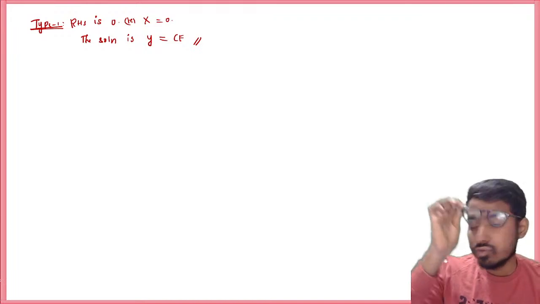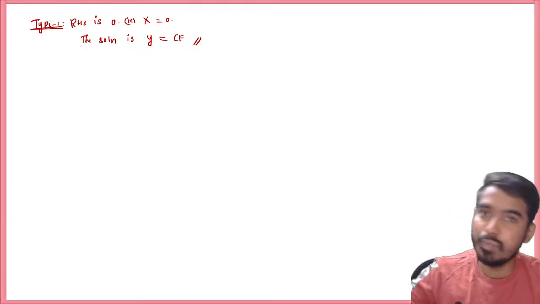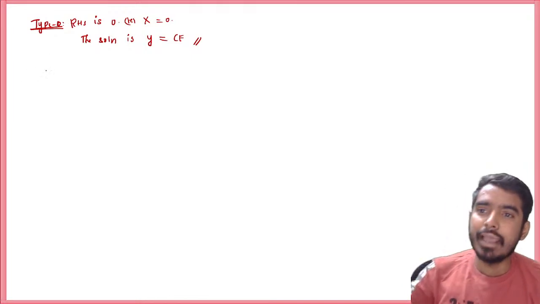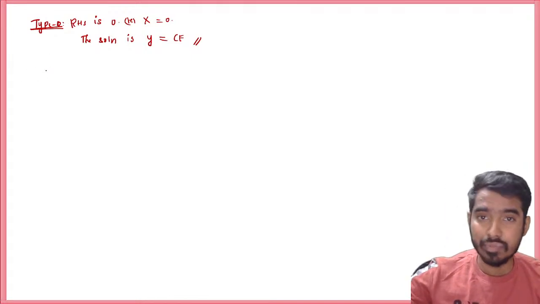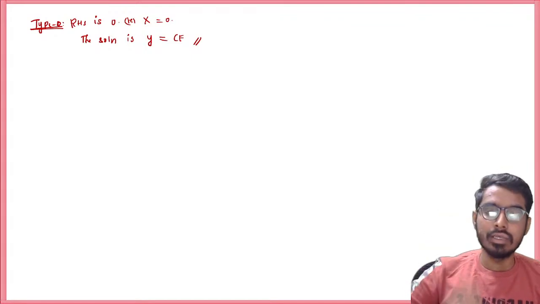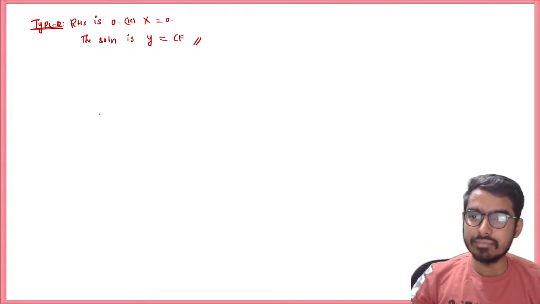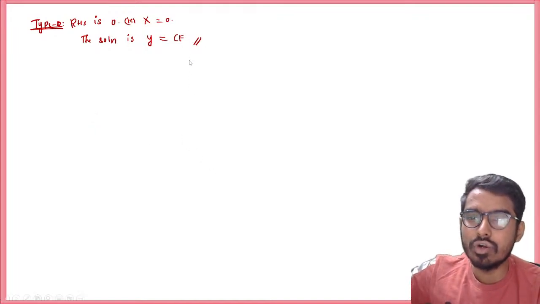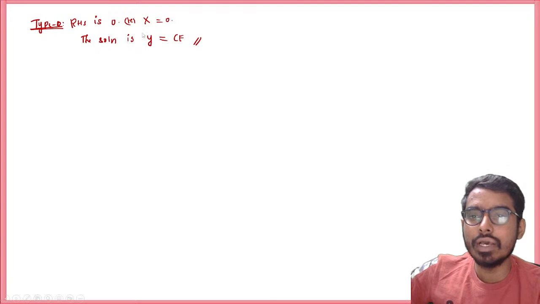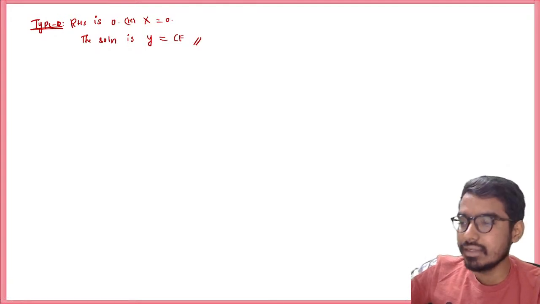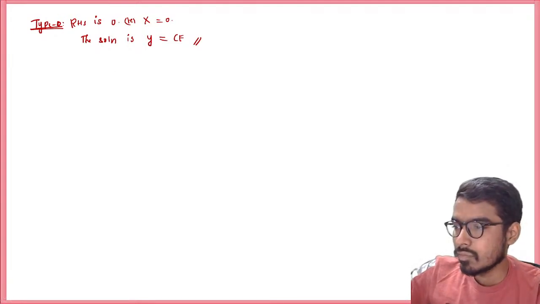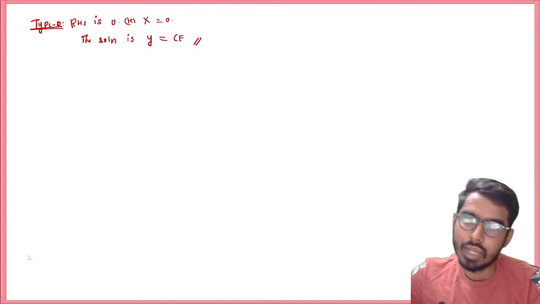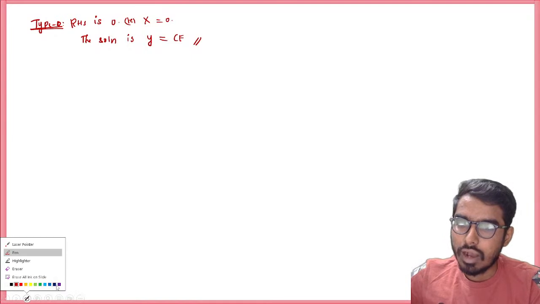Usually we have the solution y equals CF plus PI, but let us call this type 0. In type 0, the RHS is 0, that is the x term is 0. The solution is given by y equals complementary function alone. You don't have plus PI when your RHS is 0. Is it clear? Now we'll move on to solving problems. We are doing problems on type 0, where RHS is 0, right?